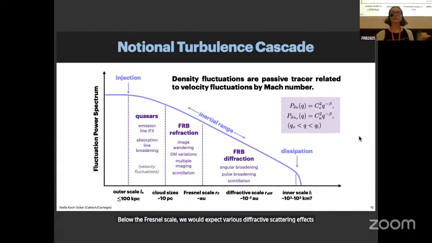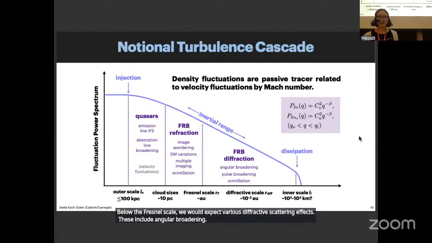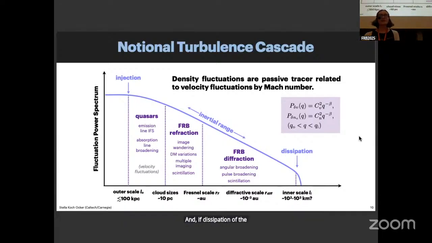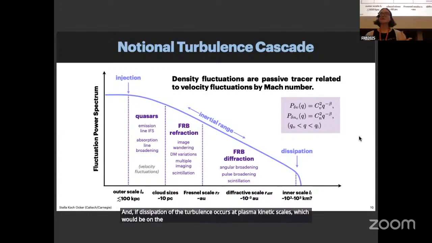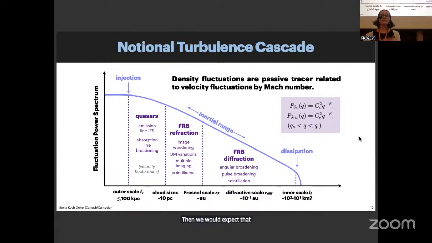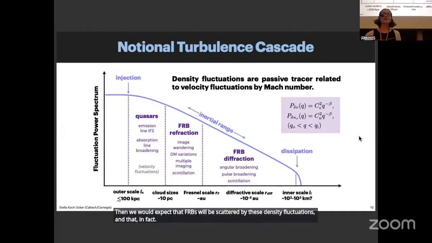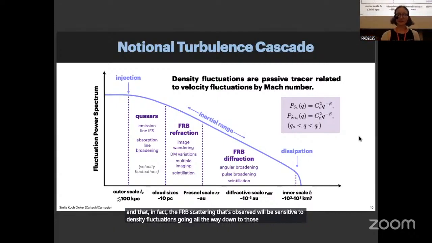These include angular broadening, pulse broadening, and diffractive scintillation. And if dissipation of the turbulence occurs at plasma kinetic scales, which would be on the order of hundreds to thousands of kilometers in the CGM, depending on the gas phase, then we would expect that FRBs will be scattered by these density fluctuations, and that the FRB scattering that's observed will be sensitive to density fluctuations all the way down to those kinetic scales.